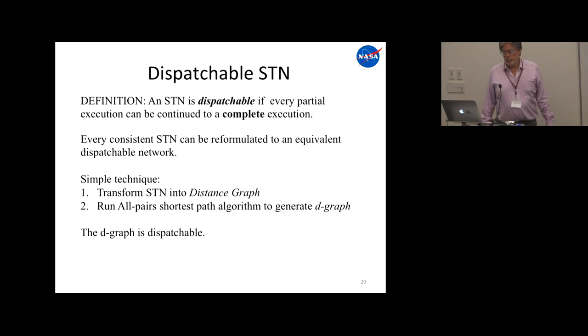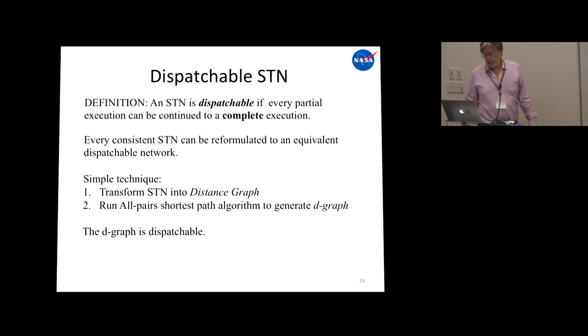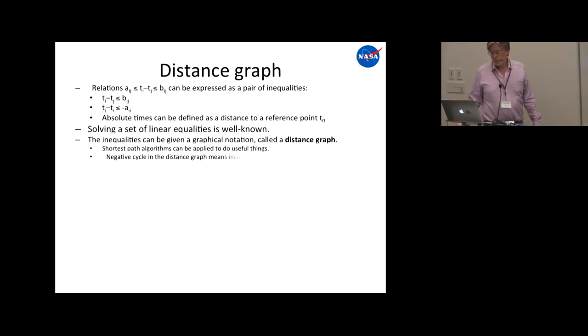It involves two steps. You transform the input simple temporal network into what's called a distance graph, and you run an all pair shortest path algorithm to generate something called a d-graph. The d-graph is dispatchable. Okay, now I'm going to go over some of that terminology.